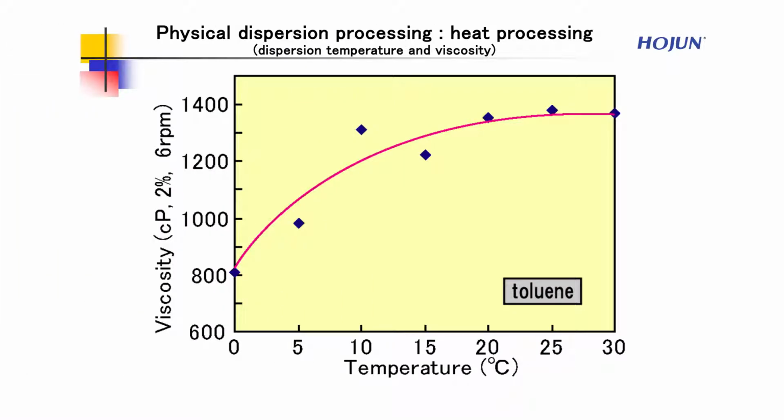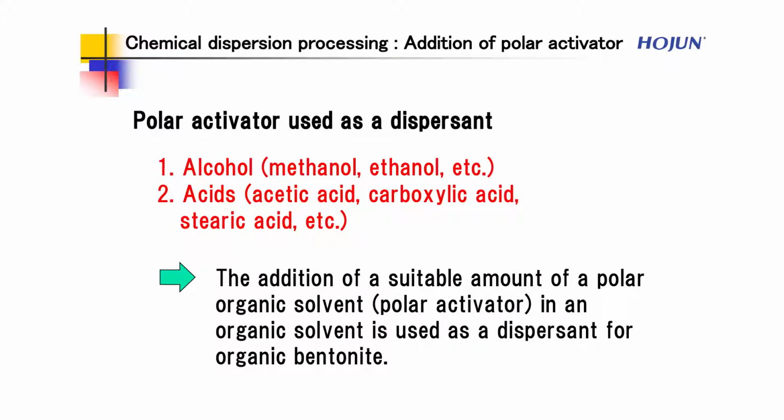A heat dispersion processing method is one of the methods of physical dispersion processing. Higher viscosity is achieved by heating. An increase in viscosity indicates that dispersion is promoted. Next is an introduction of the methods of chemical dispersion processing. The addition of a polar activator is a chemical dispersion process.